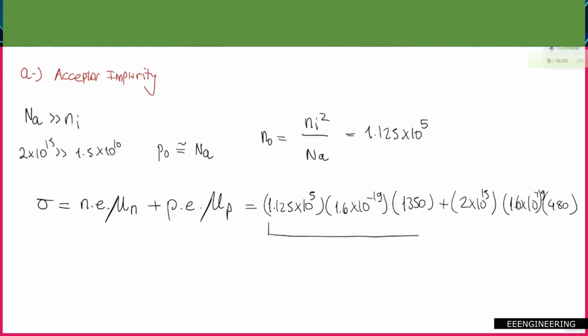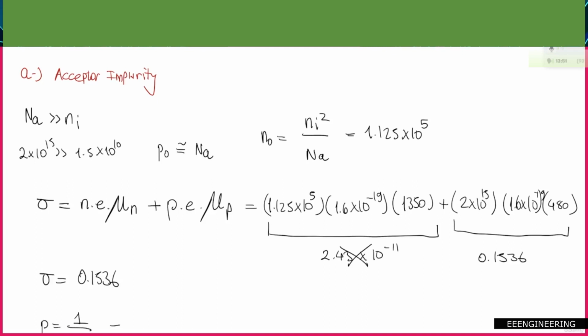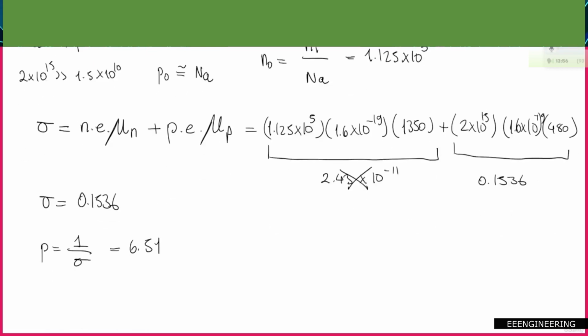If you notice, the left part is going to be equal to 2.43 times 10^-11, which is a really small number. And the right side is going to be 0.1536. So when you compare these two values, you can simply ignore the small value because it does not affect the final answer. Basically, conductivity is going to be equal to 0.1536. That means the resistivity, which is the reciprocal of conductivity, is going to be equal to 6.51. This is the result for part A.